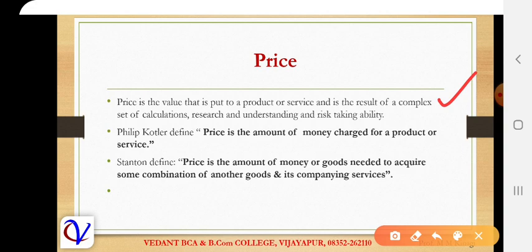Then according to Philip Kotler, what does he say about pricing? Pricing is the amount of money charged for the product or services. Definitely, whatever value we are giving for the product, that is what we call the price. Then Stanton defines price as the amount of money or goods needed to acquire some combination of another good and its accompanying services. So if you are charging an extra price, then customers are definitely expecting extra services for that. That is what we are talking about here.